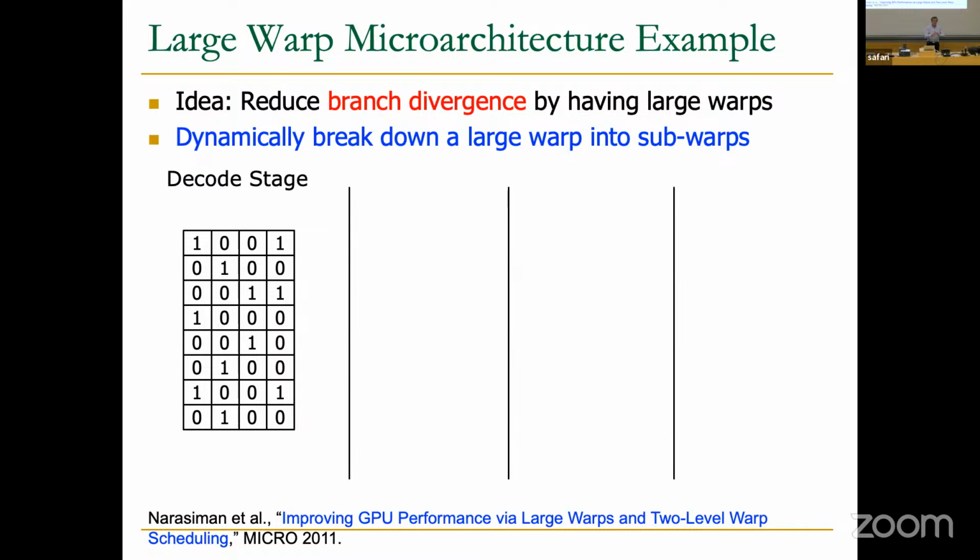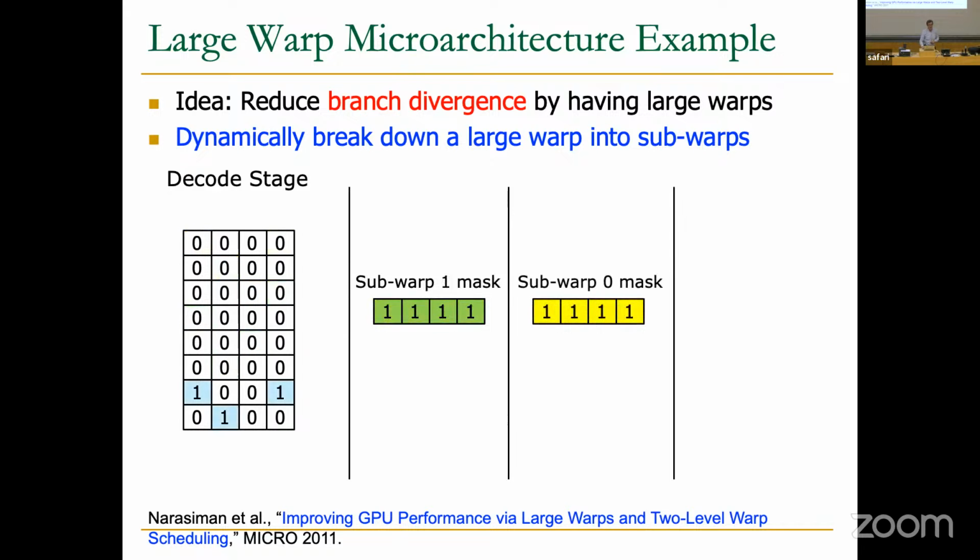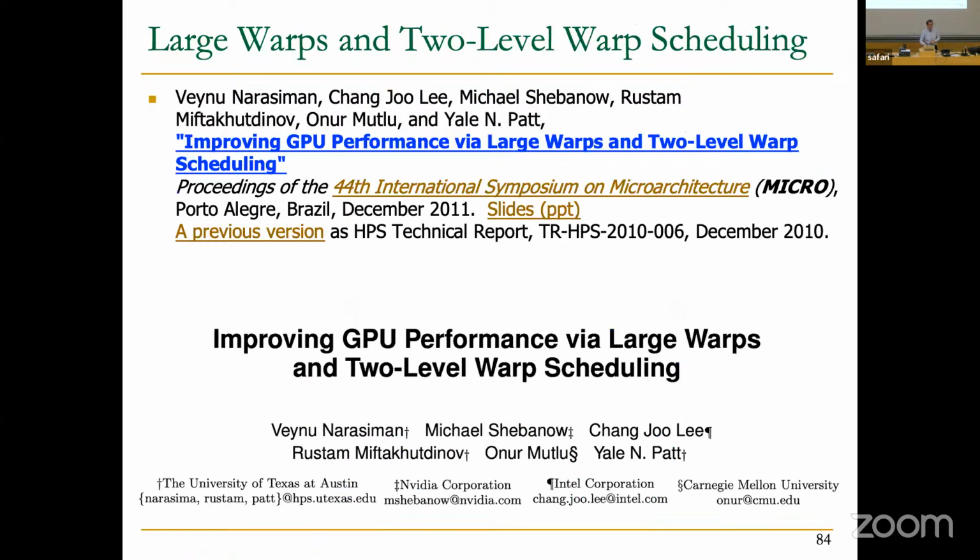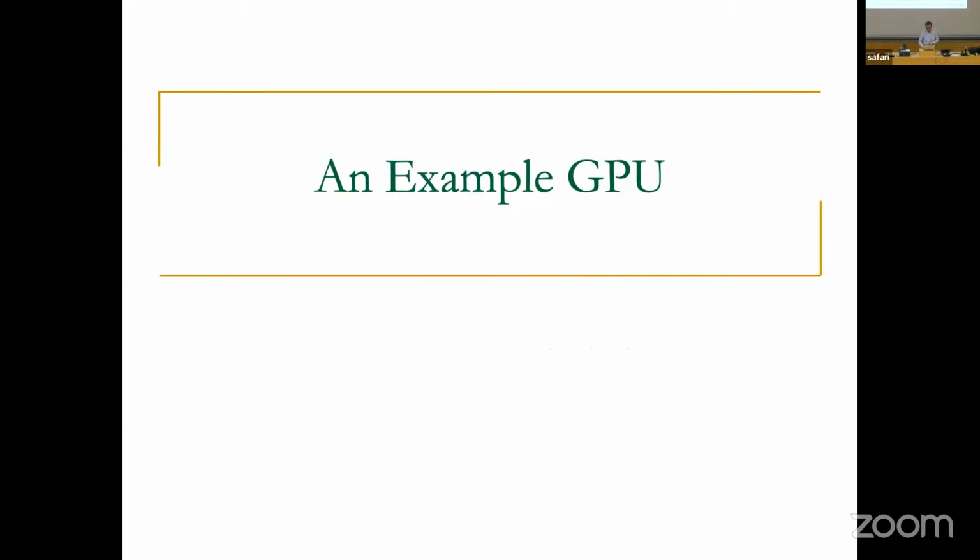But this shows that by having a large warp and breaking it into subwarps, you can actually find a lot more parallelism internally, such that you can keep these subwarps filled, such that you increase the SIMD utilization. Again, I don't have time to talk about it because I want to talk about some real GPUs relatively quickly. So this is just to foreshadow that there's a lot of interesting things going on in GPU systems.